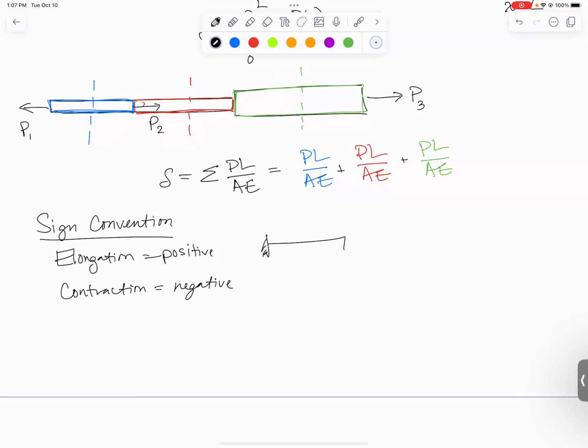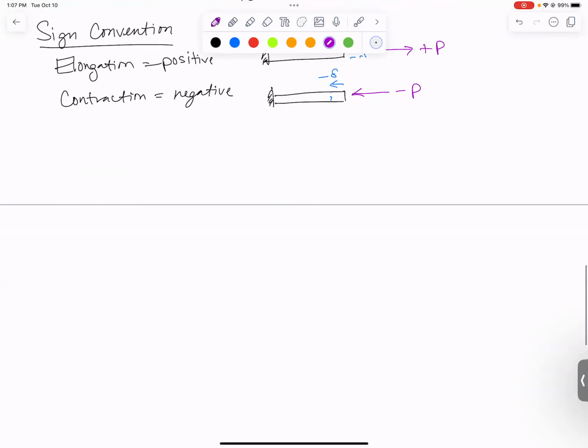So if I had a bar and it gets longer because it had a force acting to the right, we're going to call that a positive force, and we are going to call that a positive deflection. On the other hand, if I had a contraction, that would be this direction, we would call that a negative deflection, and it would be caused by a compressive force, a negative P. So there's our sign convention: tension positive, compression negative. Shouldn't come as any surprise with the sign conventions we used for internal normal forces earlier in the class. Let's jump in with an example.